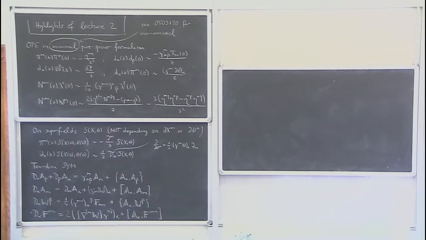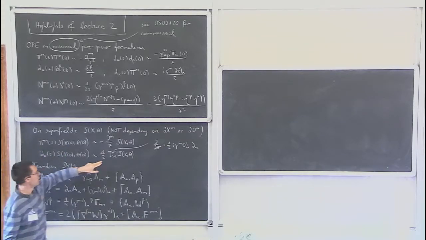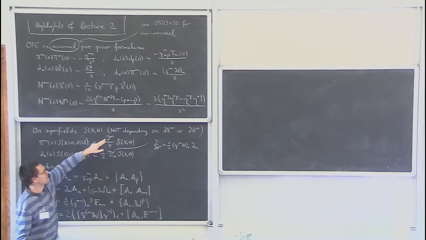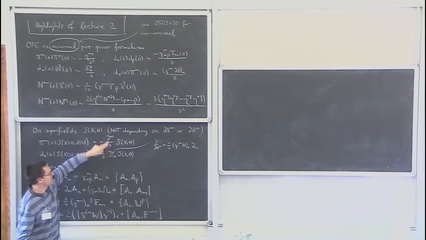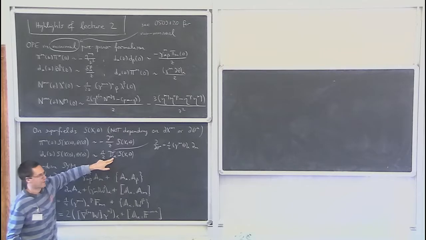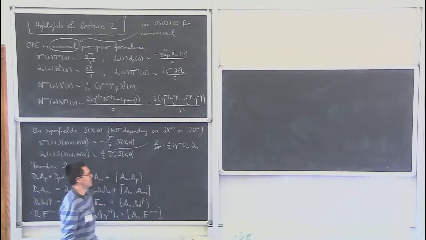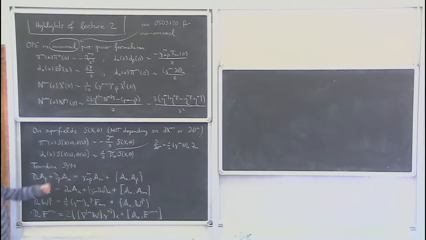If you put the OPEs from above together, what you find is the OPE of pi and d alpha with a superfield. In both cases, you get a simple pole, and the residue is either the space-time derivative of the superfield or the fermionic covariant derivative, which is defined as here. And in a second, you will see these OPEs applied to the fields of 10-dimensional super Yang-Mills.